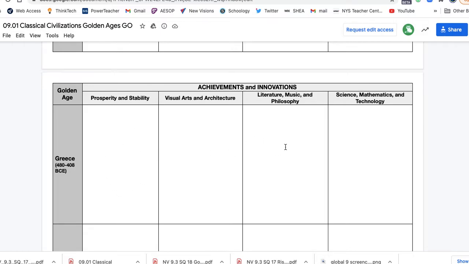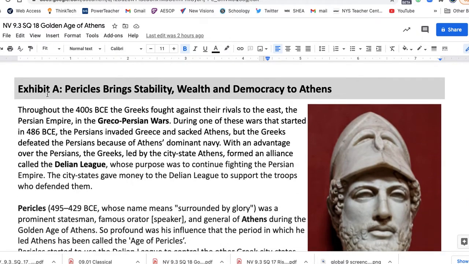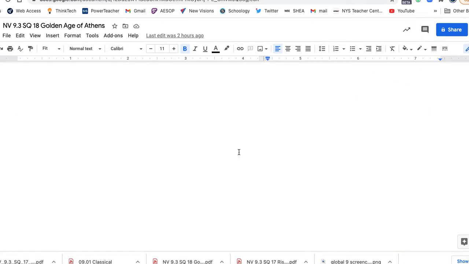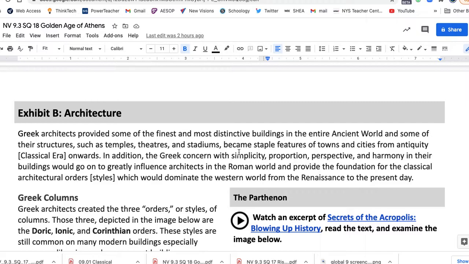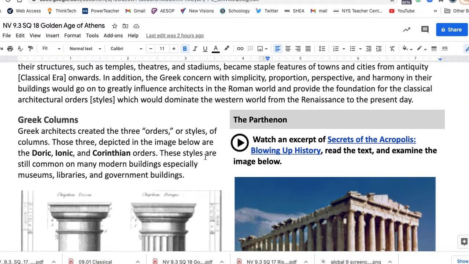So as you're going through these different documents that are provided, we'd ask that you complete bullet points for each of these four categories. As I scroll down, you'll see here's Exhibit A. This is about Pericles, again, the statesman from Athens defending democracy. He made a famous speech called a funeral oration, of soldiers and talking about what they went through to defend democracy. Exhibit B is about architecture, and here's the Parthenon.